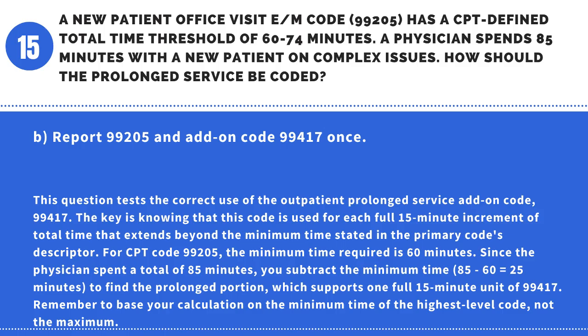For CPT code 99205, the minimum time required is 60 minutes. Since the physician spent a total of 85 minutes, you subtract the minimum time, 85 minus 60 is equal to 25 minutes, to find the prolonged portion, which supports one full 15-minute unit of 99417. Remember to base your calculation on the minimum time of the highest level code, not the maximum.